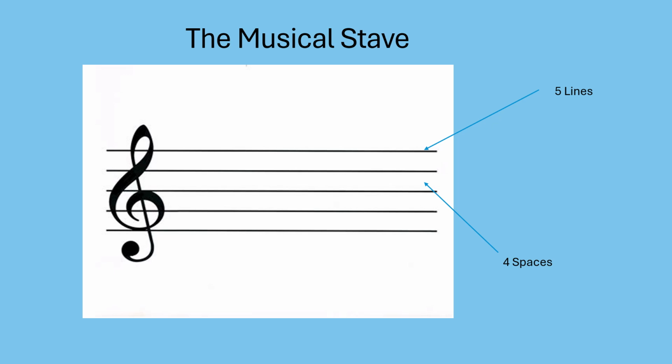A stave is a set of 5 lines and 4 spaces in between them that is used in music notation. Notes can be placed on the lines and in the spaces to indicate different pitches that should be played. Using a stave is important as it allows musicians to write or read music.